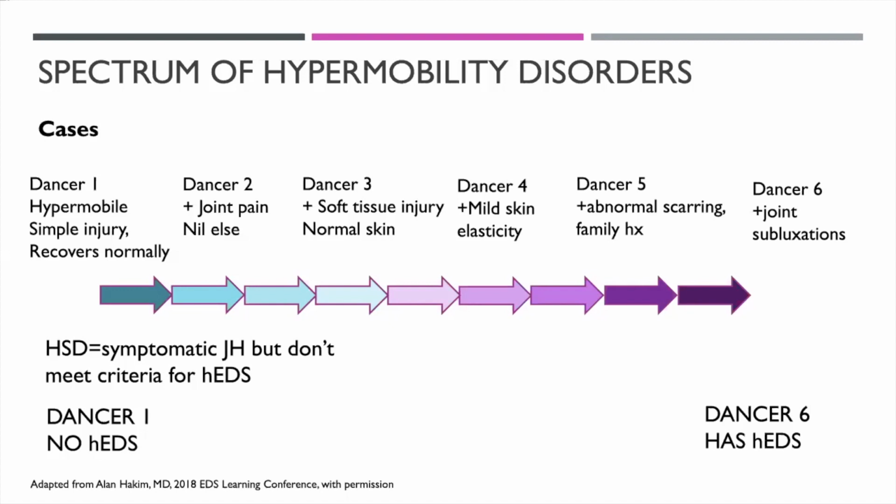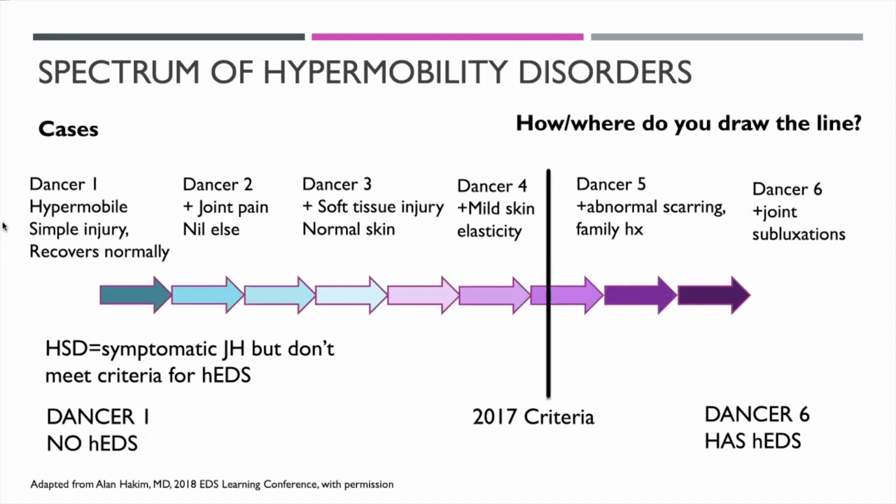So the question that was developed in 2017 when the consortium was looking at this, and they'd been studying this from 2012 to 2017, was where do you draw this line? Where do you draw the line between someone who has hypermobility spectrum disorder and someone who has hypermobile EDS? But I think thinking about this on a continuum is a very helpful concept.